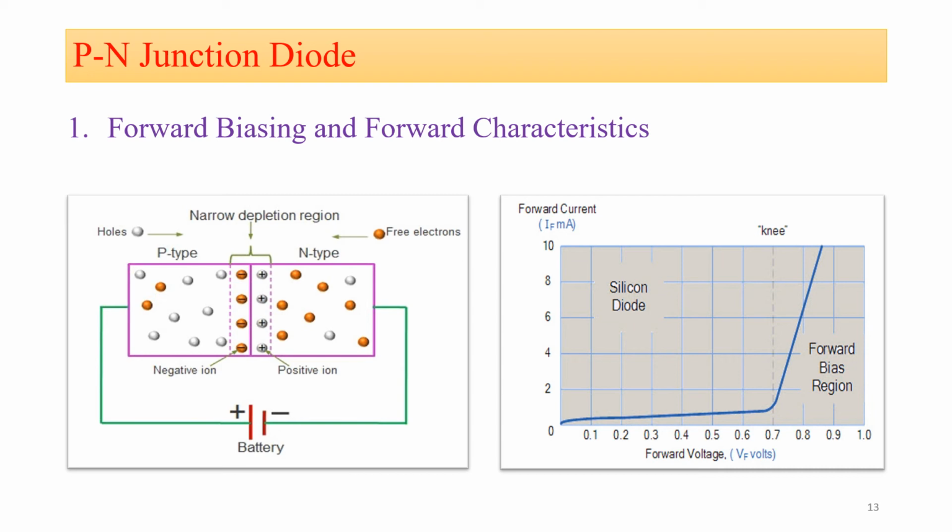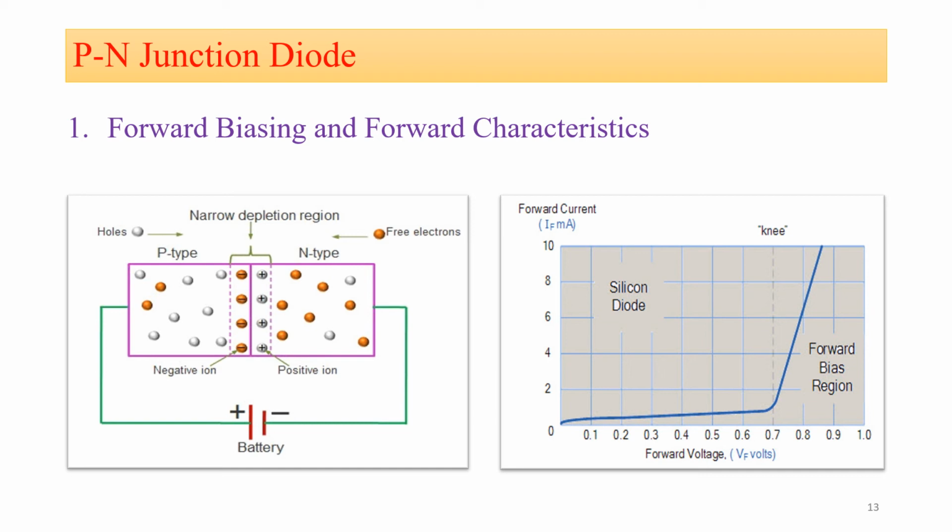Now if you see, the first picture indicates the forward biasing of the p-n junction diode. Here the p-type semiconductor material is connected with the positive terminal of the battery supply, and the n-type semiconductor material is connected with the negative terminal of the battery supply. In other words, we can say that the anode is connected with the positive terminal of the battery and the cathode is connected with the negative terminal of the battery. Now when you increase the battery voltage, what will happen? The negative immobile ions and the positive immobile ions which are present at the junction, that is nothing but the depletion region.